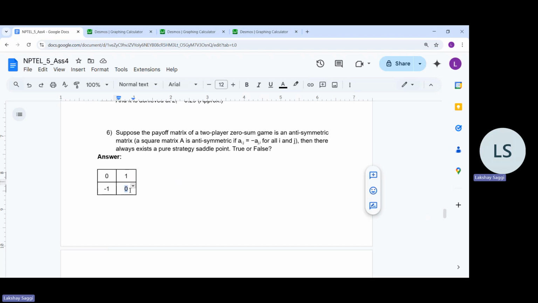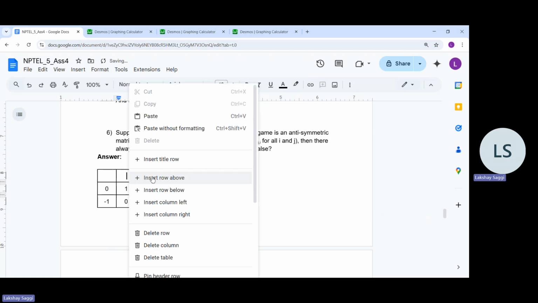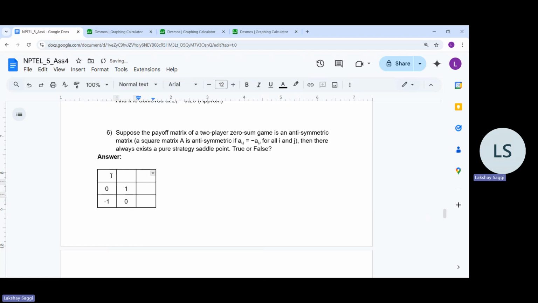So actually here there exists a pure strategy saddle point. So at least from this, it seems that for 2 cross 2 matrices, an antisymmetric matrix will have a pure strategy saddle point. But is this true for all possible antisymmetric matrices? Actually this is not true, and maybe you can extend this example to see why this is the case. So, yeah, this is the matrix which we have.